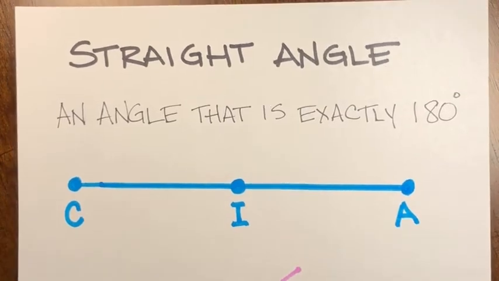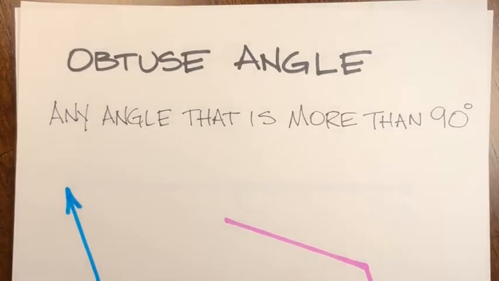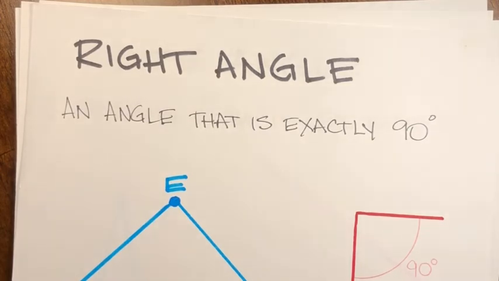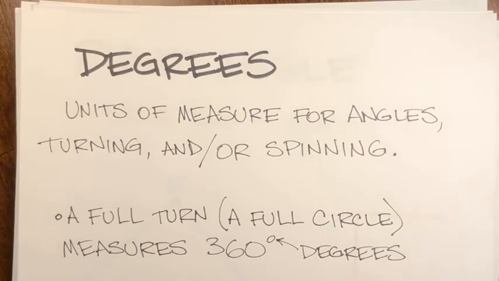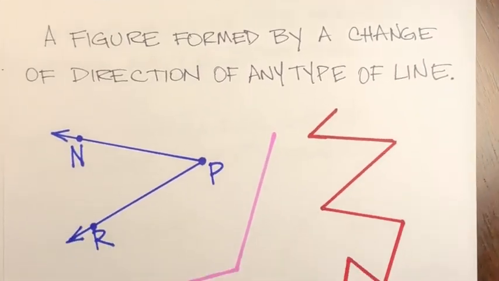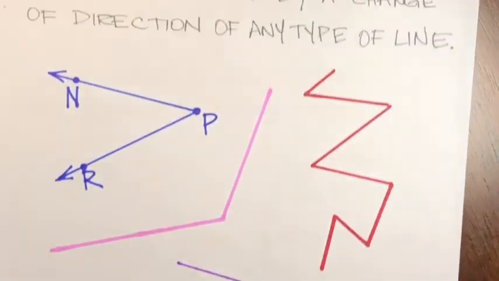We'll go back with a review real quick. We had straight angles, exactly 180. Obtuse angles are more than 90. Acute angles are less than 90. Right angles are exactly 90. Degrees are the way that we measure angles. An angle is simply the place where a line changes direction and forms a shape. A vertex is the exact place where this happens.